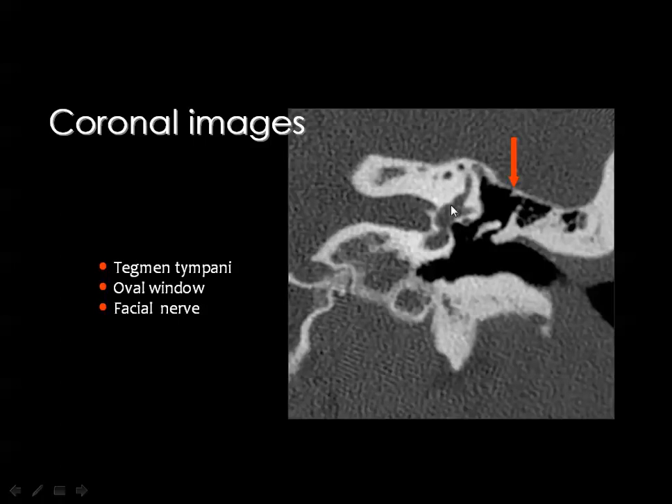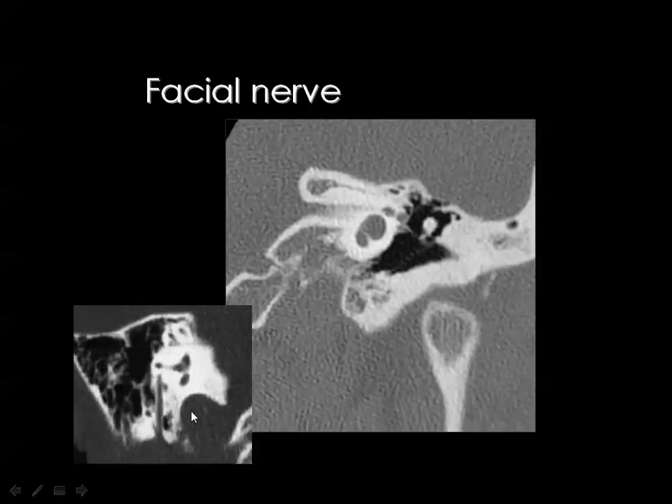And if you look here, this is the vestibule, this is the cochlea, this is the superior semicircular canal, and this is the lateral semicircular canal. If you look carefully, you can see this is the facial nerve crossing below the lateral semicircular canal to enter the facial recess, and then to go outside the skull through the stylomastoid foramen. This is the facial nerve canal, and this is the oval window.